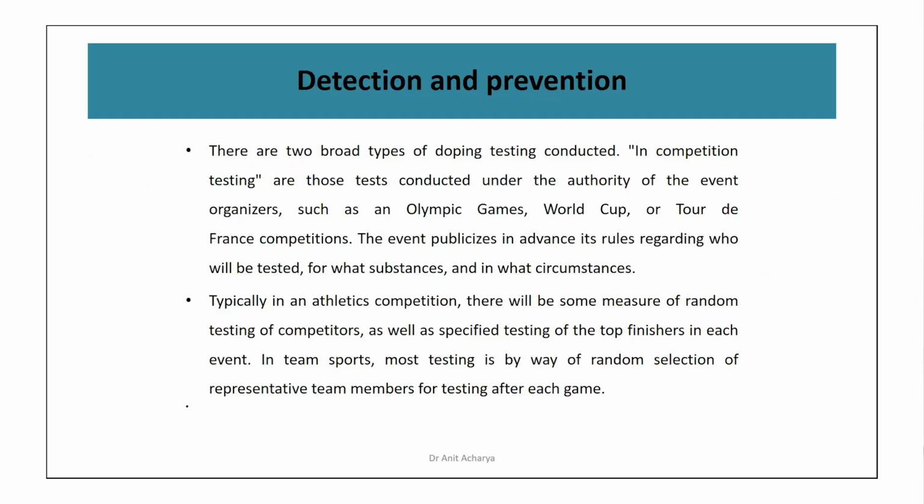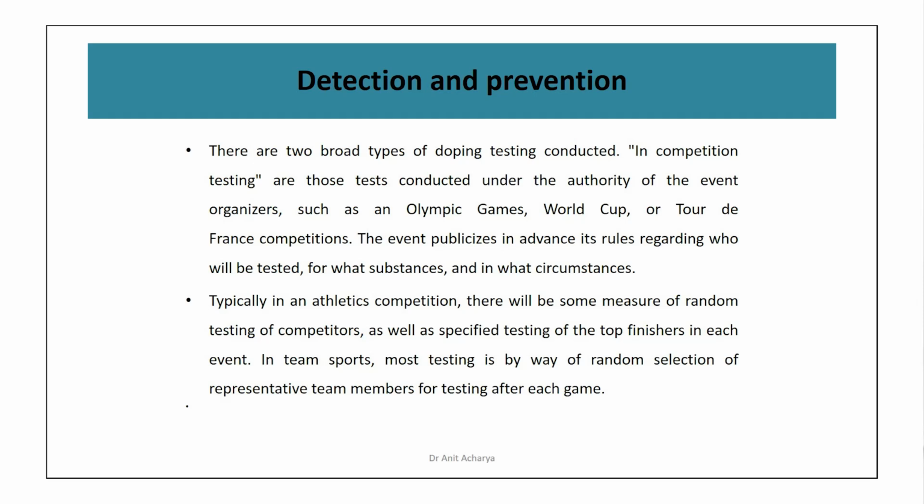Now, detection and prevention. There are 2 broad types of detection: in-competition detection or testing, and out-of-competition detection. In-competition detection is the test conducted on athletes who are part of the event, be it the Olympic Games, a World Cup or the Tour de France. This testing is a rule applied to the athletes participating in that particular event.